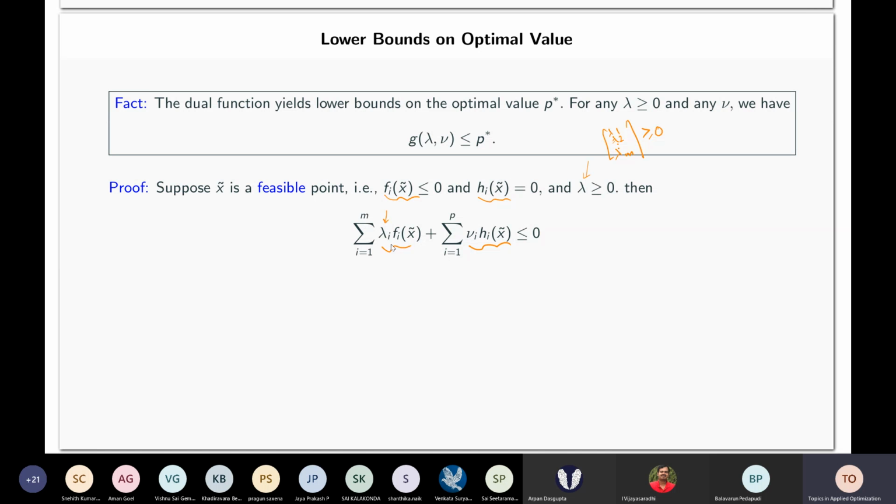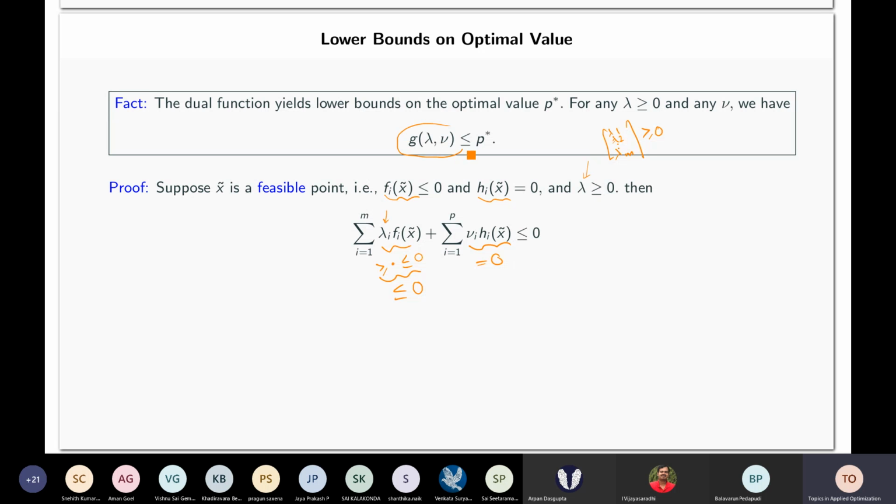But what is more important is here. This term is equal to 0, and this term is lambda, which is greater than or equal to 0, times f_i of x tilde, which is less than or equal to 0. So overall it is less than or equal to 0. Right? So the sum, this overall term, is less than or equal to 0 because the individual terms are less than or equal to 0, and this is equal to 0. Okay, so this is what we have.